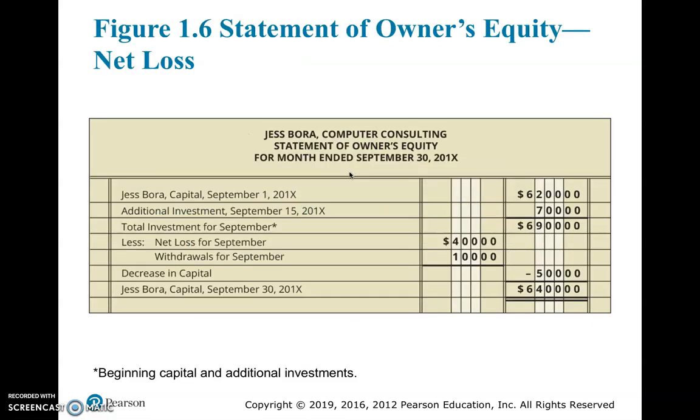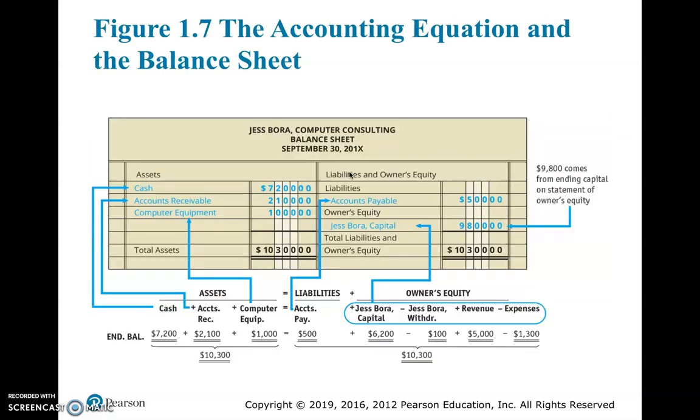So the balance sheet is our cash coming from the summary, 7,200, accounts receivable 2,100, computer equipment 1,000, and so the total assets is 10,300. Then on the right hand side, like the equation that we have, we're going to show the liabilities and the ending owner's equity. So liabilities, we only had one, accounts payable. But if we had more than one liability, we're going to list them here and arrive at total liabilities.